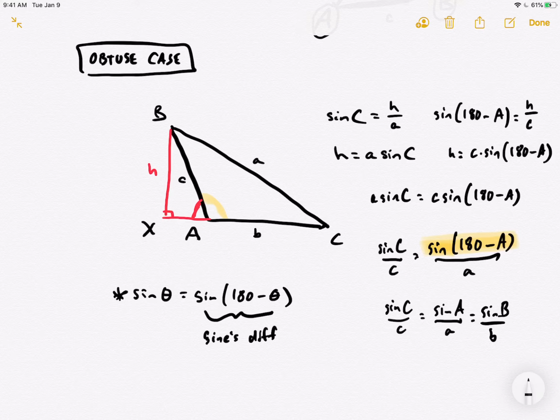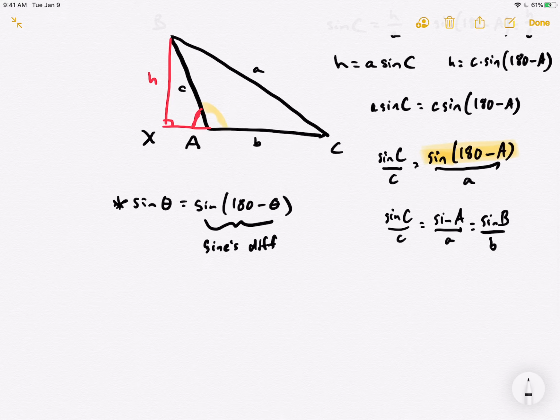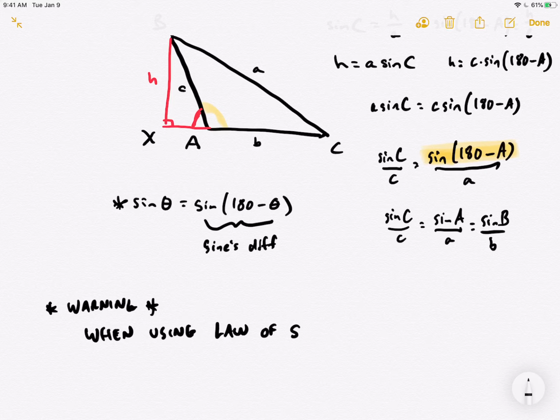But one little catch there, one thing you want to keep in mind, and that's when you're using law of sines to solve for an angle. I'm going to put this right down here as a little warning. Warning. We're going to see more of this soon. When we are using law of sines to find, by find I mean solve for, an obtuse angle, you need to beware.